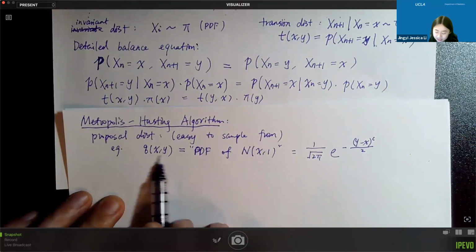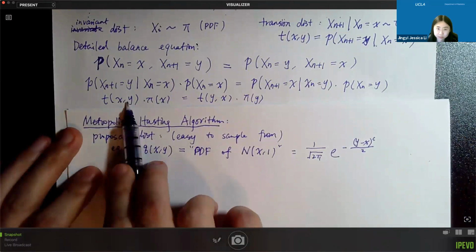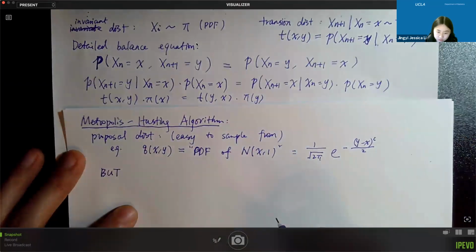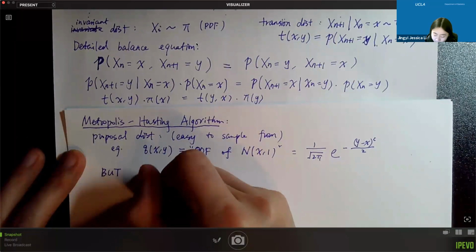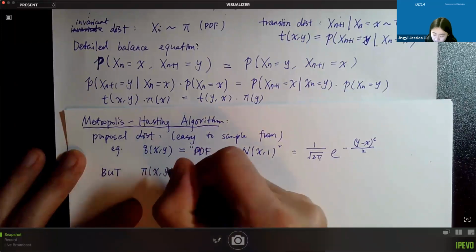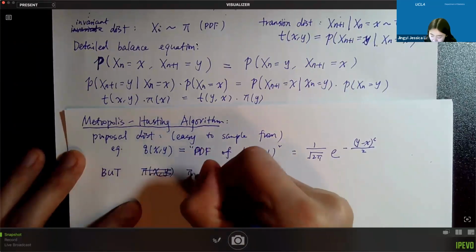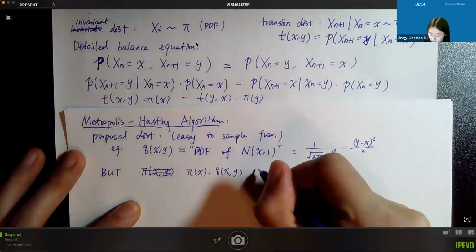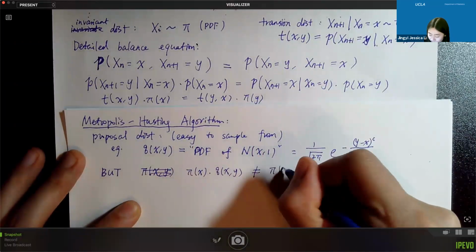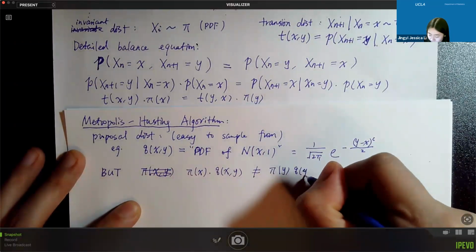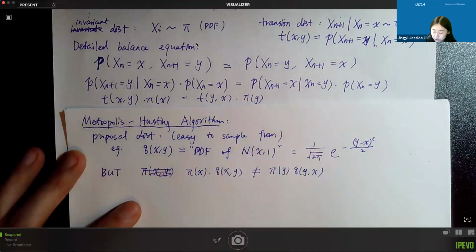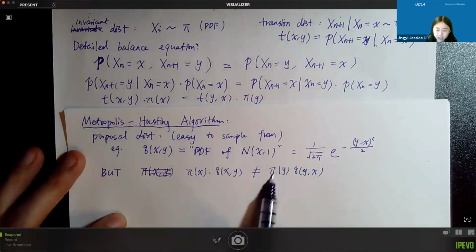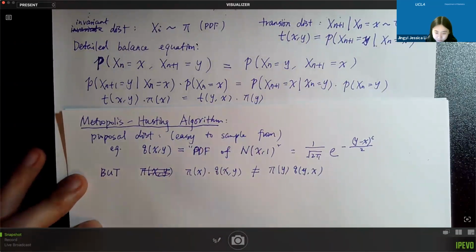But this density may not satisfy the detailed balance equation. If we use the detailed balance equation, we may find that pi(x) times q(x, y) may not be equal to pi(y) times q(y, x). Otherwise, we're done, we can just use this q. But this is unlikely to happen, so we often will have this inequality. So then what do we do?